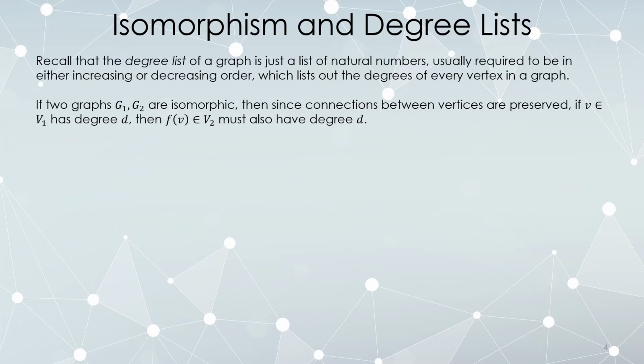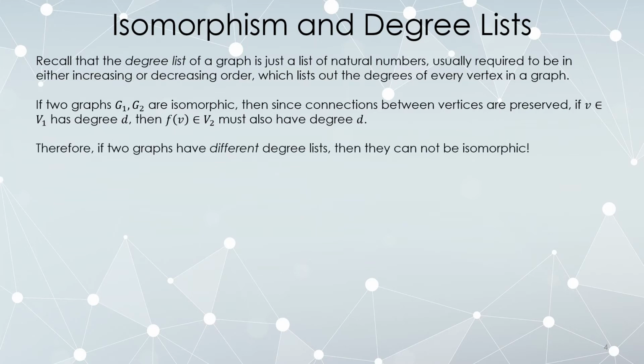Since connections between vertices are preserved, if a given vertex has a degree d in the domain, then its image must have degree d in the range, because the edges that connect to that vertex must be mapped exactly to edges that connect to that vertex. So if two graphs have different degree lists, it's simply not possible for them to be isomorphic. If two graphs are going to be isomorphic, one vertex must be mapped to another vertex of the same degree. So the degree list of the domain graph must be the same as the degree list of the range graph.